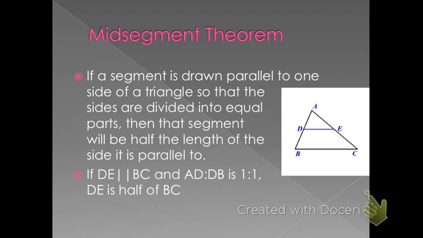So what we're saying with the midsegment theorem is that these two lines are parallel, and that these two pieces are equal. So these will be as well. Then this segment here, DE, the one we started with, is going to be half the length of the side it's parallel to. So using this diagram over here on the right, if DE is parallel to BC, and the ratio of AD to DB is 1 to 1, then DE is half of BC.